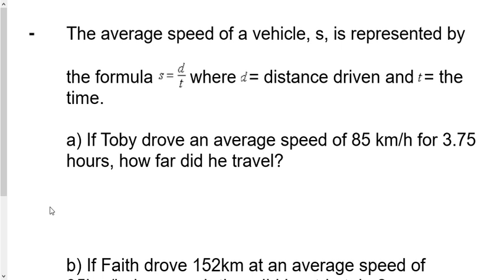All right, this is section 8.1, review of story problem questions you're going to see on your test. The first question says the average speed of a vehicle S is represented by the formula S equals distance divided by time, where D equals distance and T equals time.